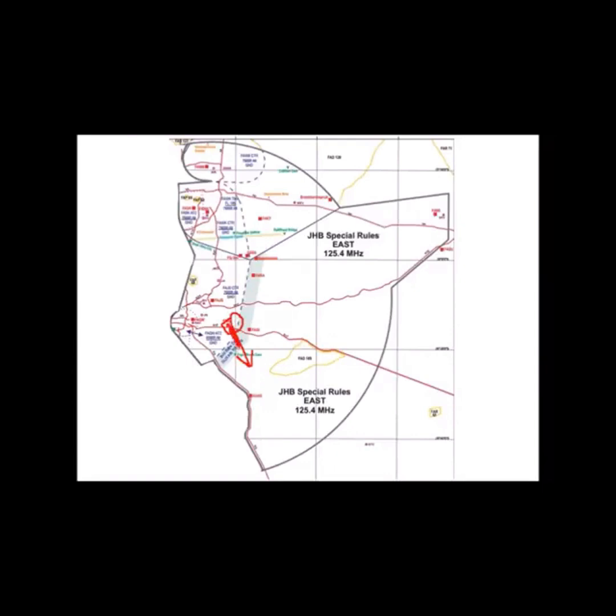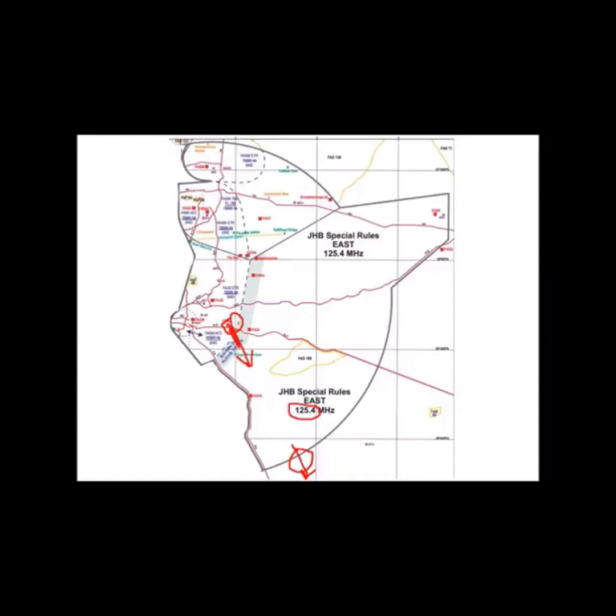When you contact Joburg information, you're advising them of your flight path, especially if you're planning to go outside of the special rules area and, say, go and fly around the Vaal Dam. ATC will then allocate a specific transponder code to you, advise you if they have any traffic to affect, and tell you to continue on special rules east 125.4 and to contact them again on exiting the Joburg special rules to the south-southeast area on 119.5. So you can see the pre-planning that's going into this.